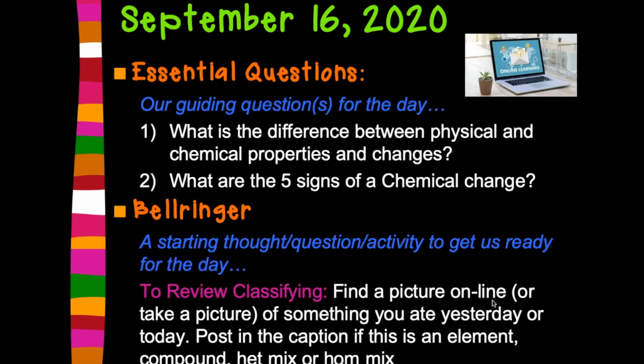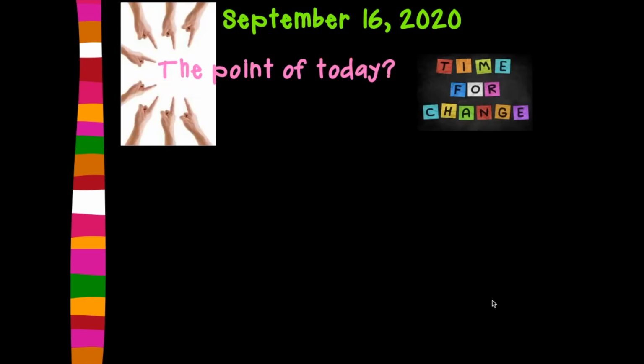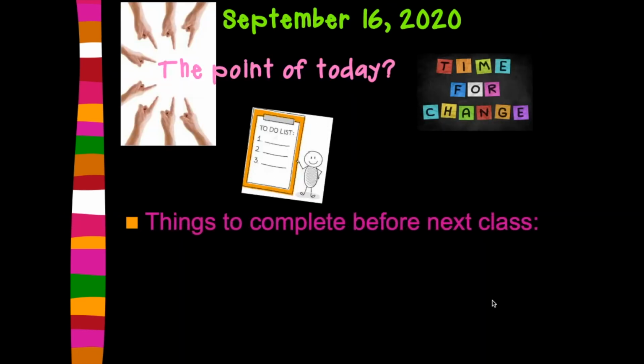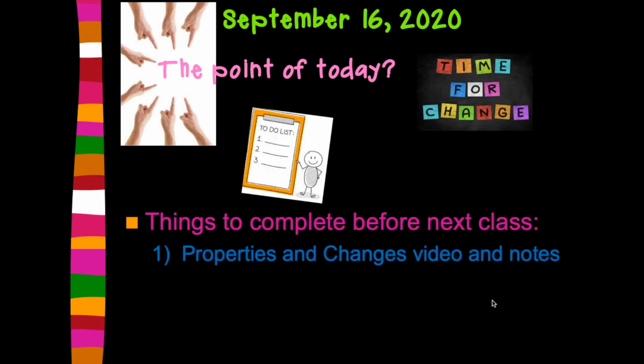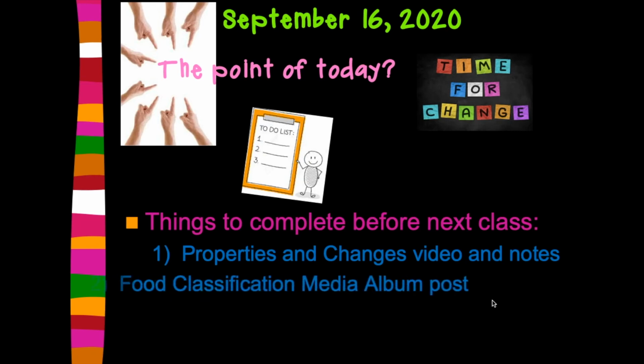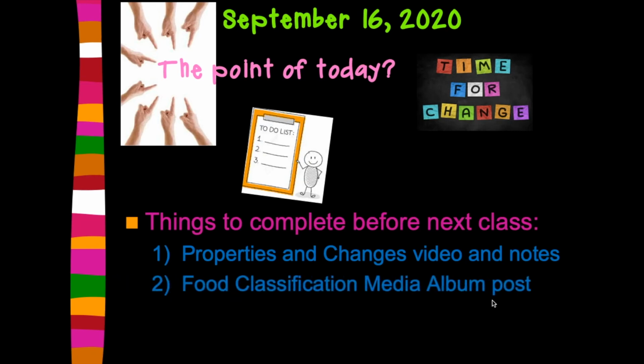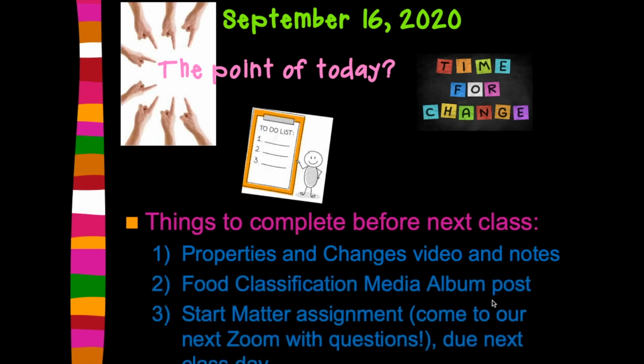All right, so then that brings us into today's topic. So the whole point of today is to think about changes that are happening. So the things that I want you to complete today before our next class, there is video and notes that I want you to take, and then that food classification media album post, and then I want you to start the matter assignment. Now it's a worksheet posted in today's folder, and it's not due until the next class day.